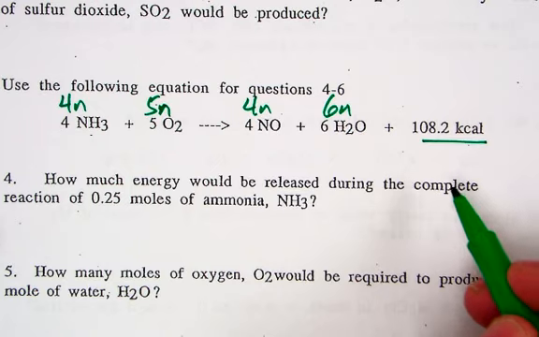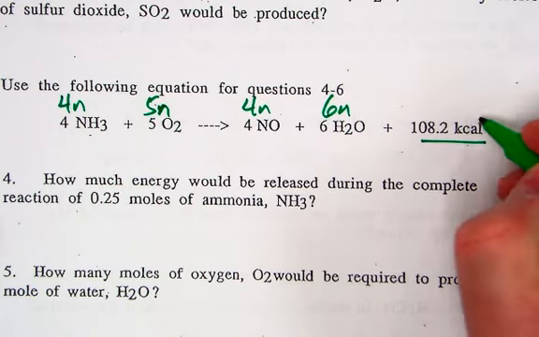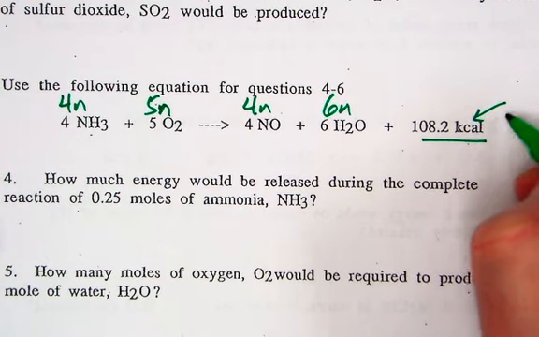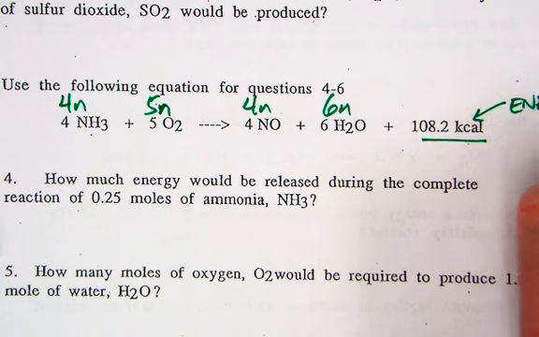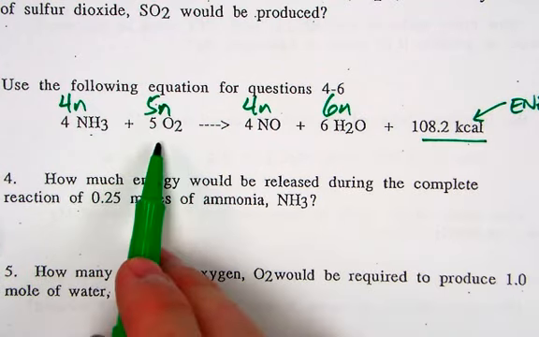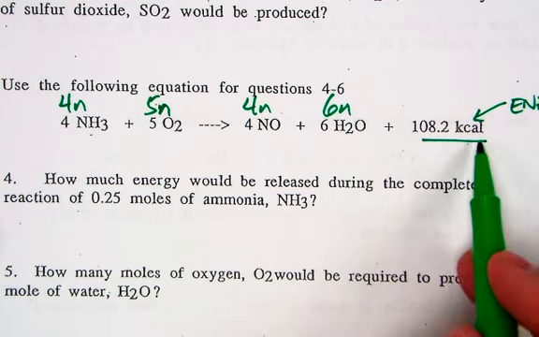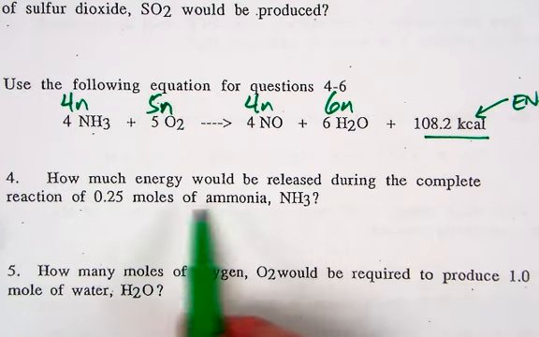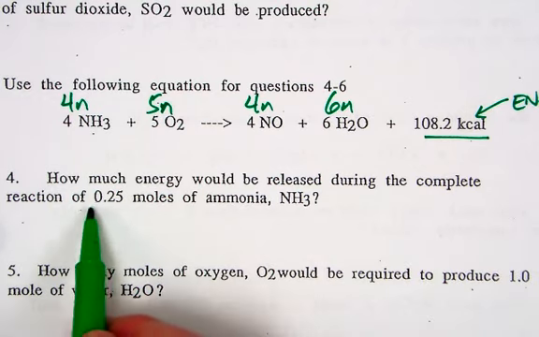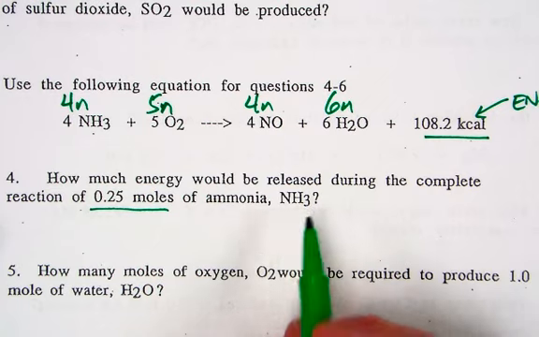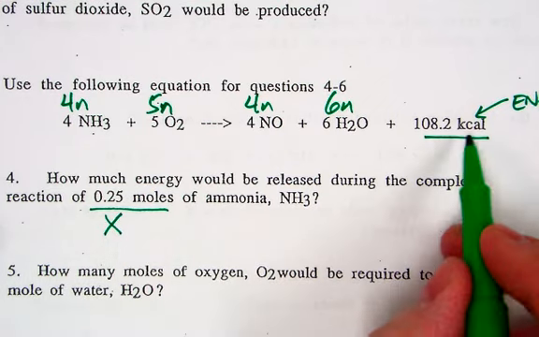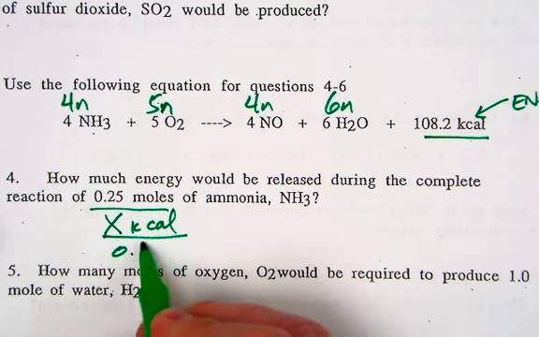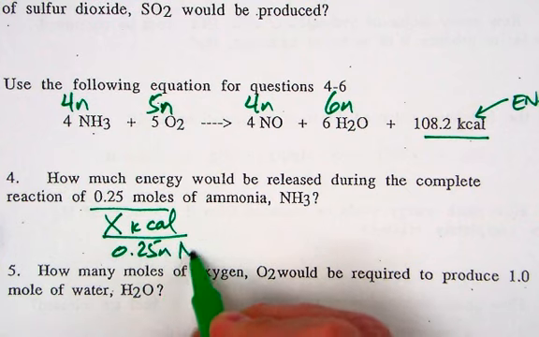It's not a chemical formula, but we want to recognize this is a unit of energy. This is kilocalories, and so what it's saying is that when you mix these 2 chemicals together, you make these 2 products, and energy is released. If we look at an example, how much energy would be released during a complete reaction of 0.25 moles of ammonia, NH3? So we're going to say X, and our units of energy is kilocalories. Our given information is 0.25 moles of ammonia.